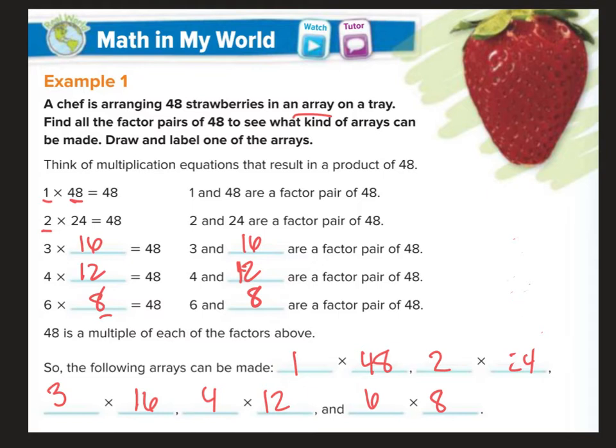Okay, let's see. What kind of an array would I like to make? I'm saying 6 and 8. 1, 2, 3, 4, 5, 6. 1, 2, 3, 4, 5, 6, 7, 8. This is called a quick array. 6 times 8, where you don't have to fill in all of the circles, so I'm just going to make a quick array.